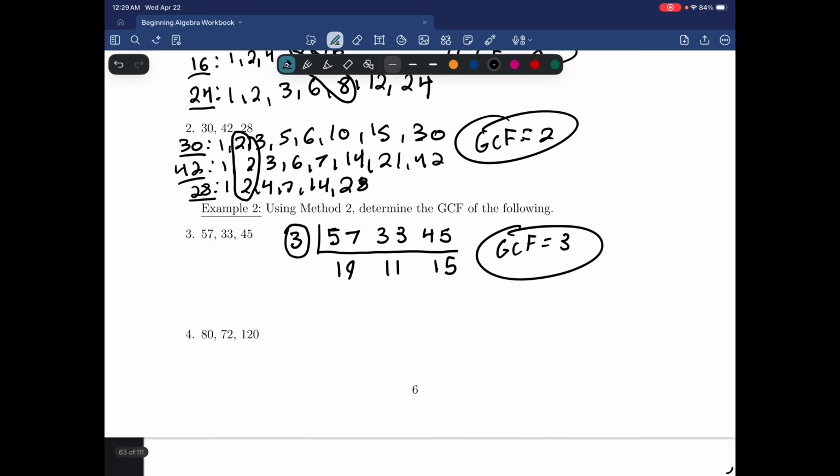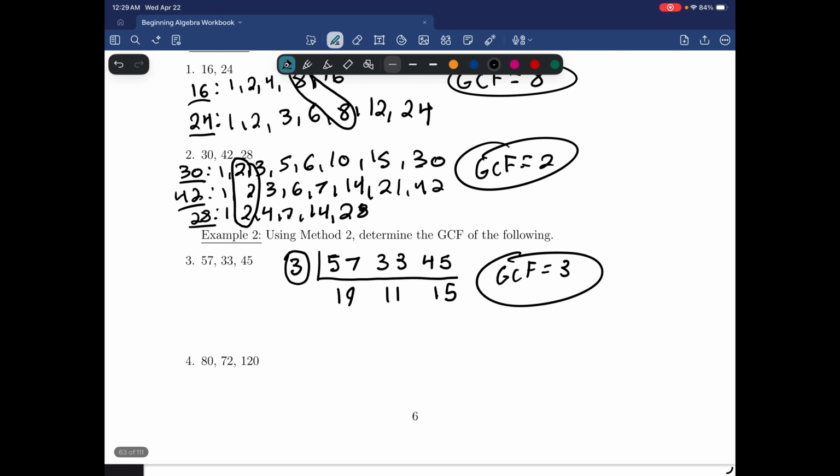Now looking at example 4, I encourage you to pause the video and try this one on your own. And assuming you have given it a go, let's go through it. So we have the numbers 80, 72, and 120. So I'm just going to go ahead and write that out here. And because all these numbers are even, I'm going to see if they're divisible by 4. And it just so happens that all 3 of these numbers are divisible by 4.